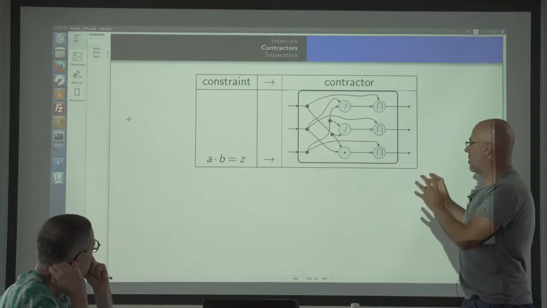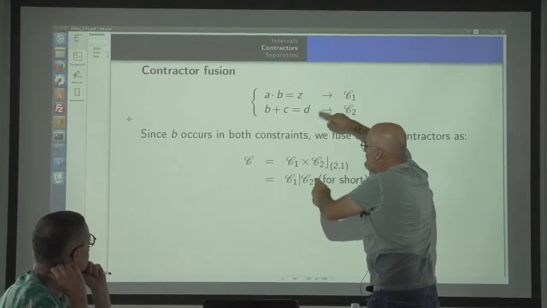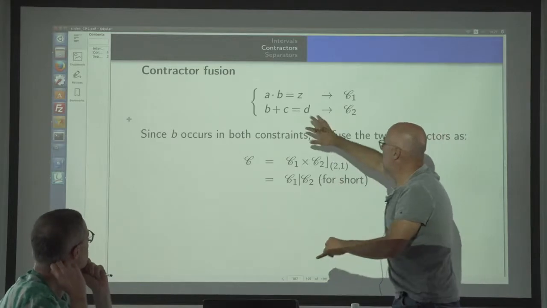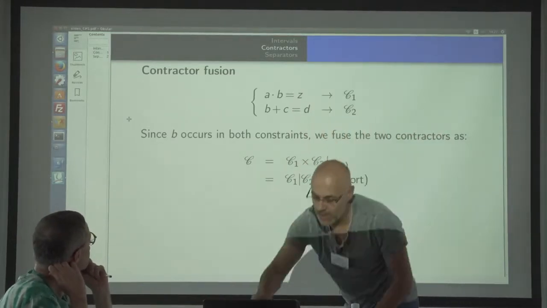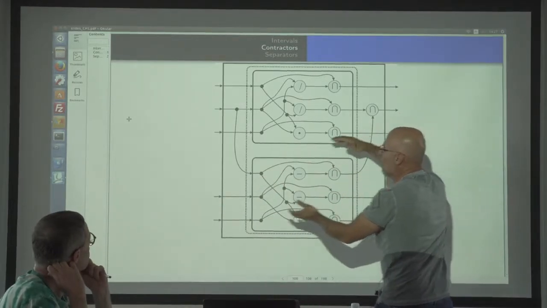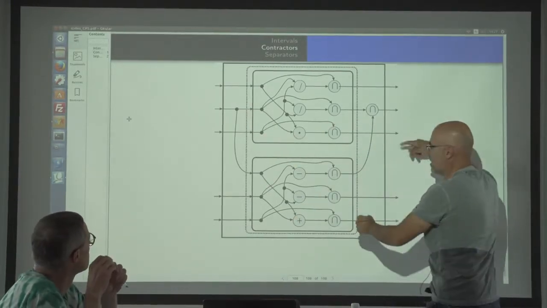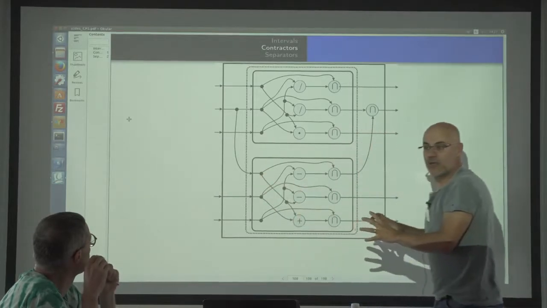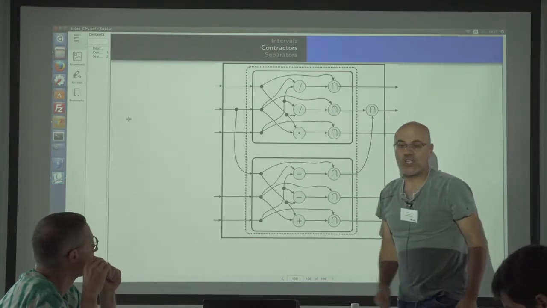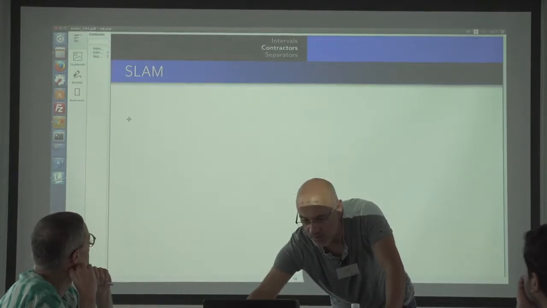Okay. So when I have several equations that are linked like this, I have to remember that this variable is the same as this one. That's why we have to combine the contractor circuit in such a manner that here I have all the variables, so the 5 variables I have at the beginning, and this one is the same as this one. So it is somewhere in the circuit, but I have to remember to which variable correspond the inputs and the outputs.